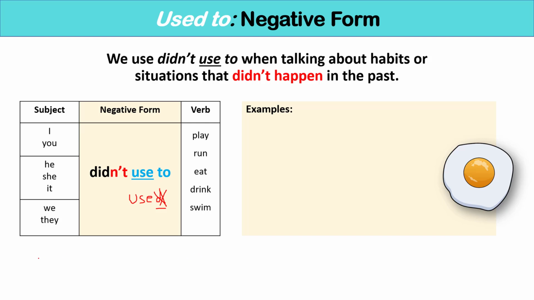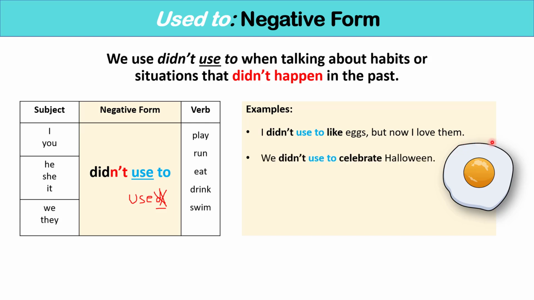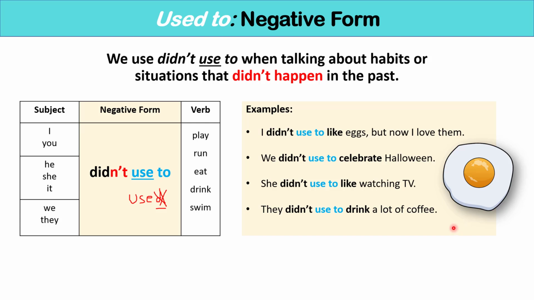So for example, I didn't use to like eggs, but now I love them. We didn't use to celebrate Halloween. So in the past, we didn't often celebrate Halloween. She didn't use to like watching TV. They didn't use to drink a lot of coffee. When we use "didn't use to", often it's a contrast from the past to now. So she didn't use to like watching TV, but now she probably likes watching TV or watches it more than she did in the past.